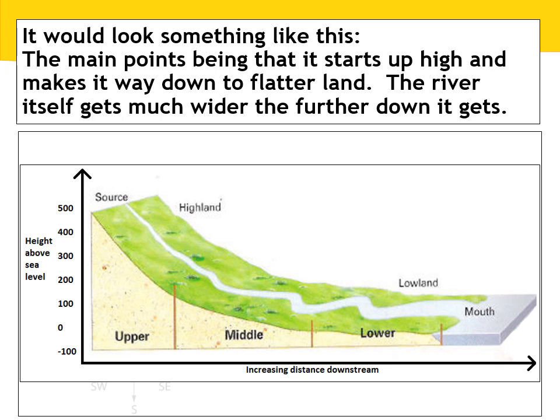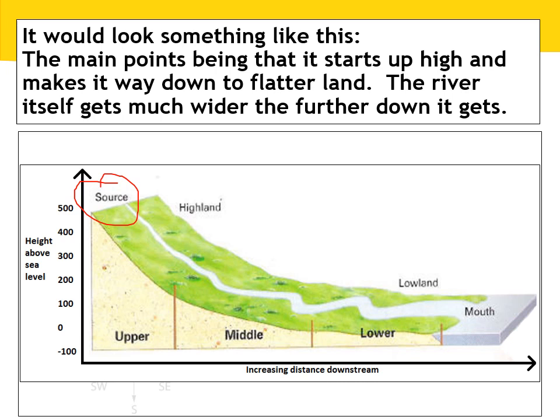Okay, so this is what it would look like. It would look something like this. The main point is that a river always starts up high, so the source is always in a higher area of ground, up in a mountain or up in hills, and it makes its way down to flatter land, or what we might call a lower gradient. That's a very geographical word, gradient, meaning how high or low land is. If something's got a high gradient, it's up high. If something's got a lower gradient, it's down low, it's flatter land.